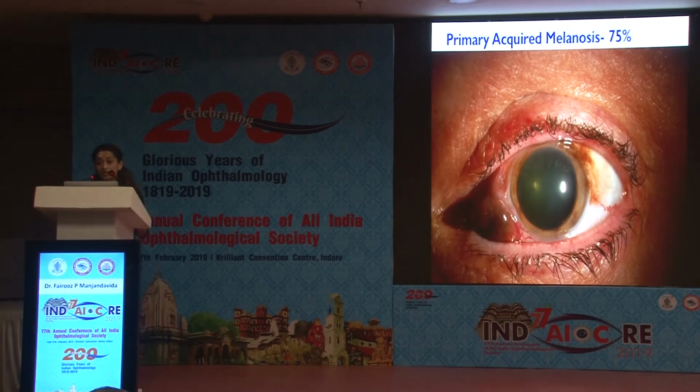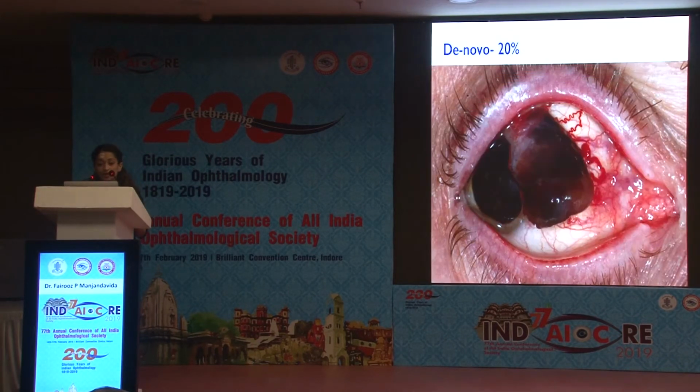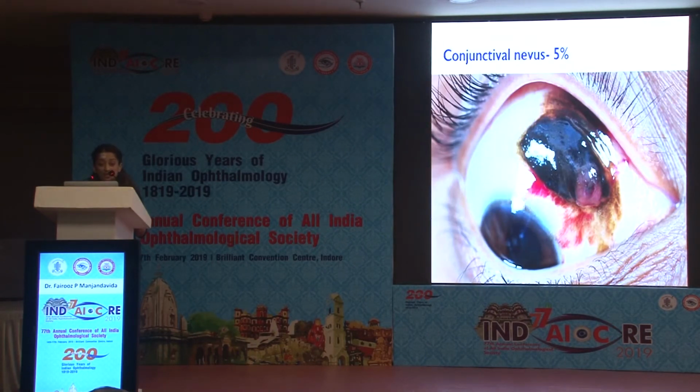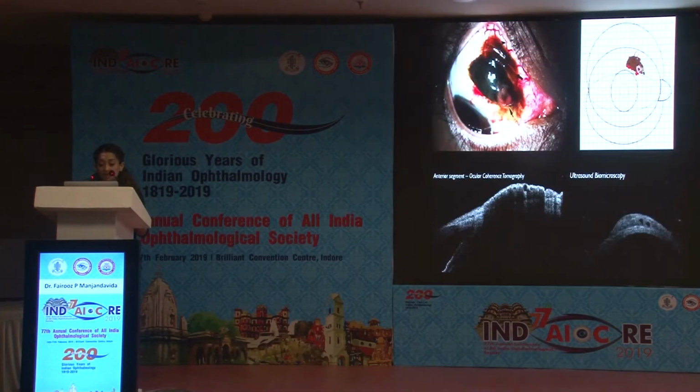So 75% of conjunctival melanoma arises from primary acquired melanosis, 20% de novo, and 5% can arise from the conjunctival nevus. Yet another interesting case, as you can see here, a patient with a conjunctival nevus, a young child who was lost to follow-up and then developed a conjunctival melanoma.